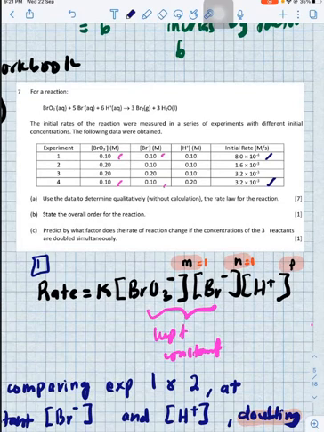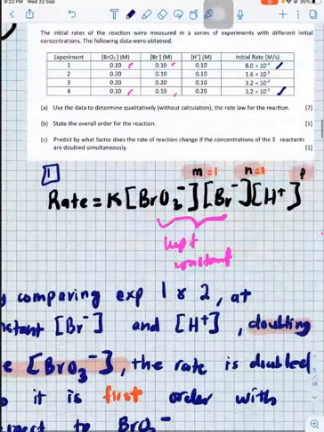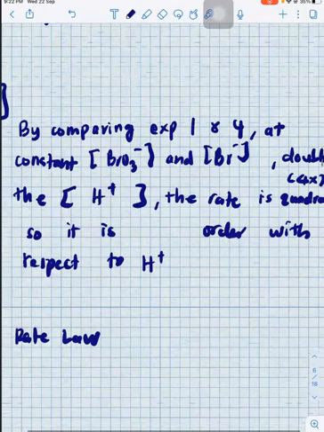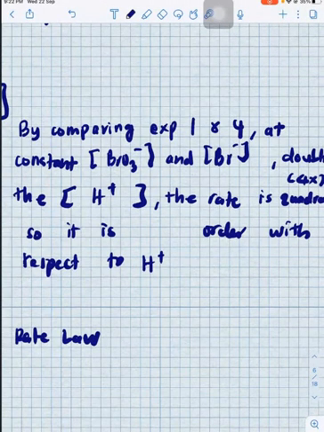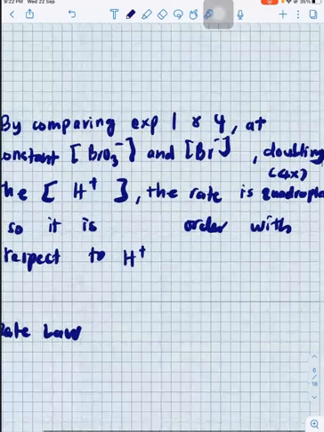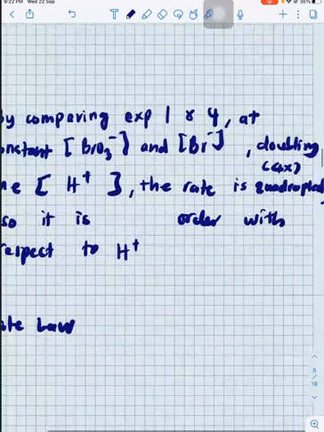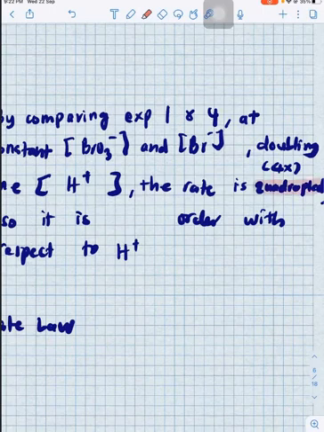Cuba kira betul-betul. Kalau 8.0 darab 10 kuasa negatif 4 darab 3 dapat ke? 4 kali ganda. So kena darab betul-betul. Darab dengan 4. Barulah dapat 3.2 darab 10 kuasa negatif 3 kan. So maknanya, kita ada kelainan sikit kat sini. By comparing experiment 1 and 4 at constant BrO3 minus and also Br minus, doubling the concentration of H plus, the rate is quadruple. Nampak ejaan dia? Q-U-A-D-R-U-P-L-E. Okay, quadruple.